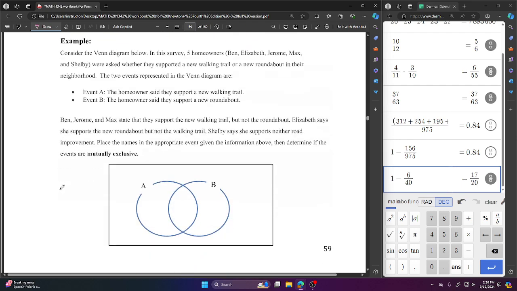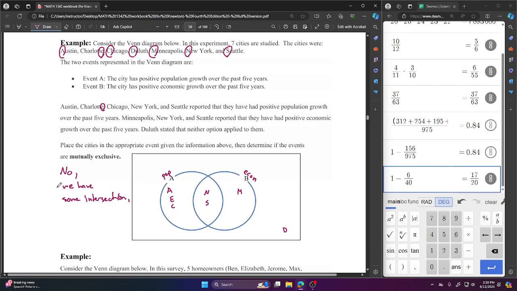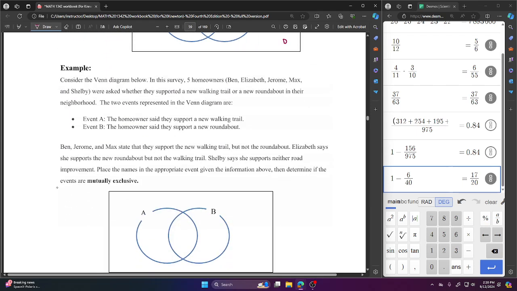All right. Another one, the same kind of style. Any questions on this one? Rock and roll. Let's keep going. So we got event A is they support a new walking trail. So we're going to do a walk for this one. And then this says a new roundabout. So I'm going to go round. We got walk and round. Okay. We got B, E, J, M, S. Unique letters. We're good to go.